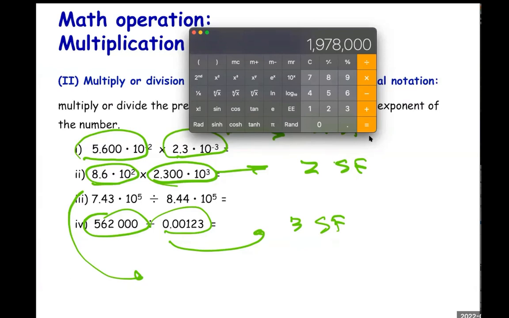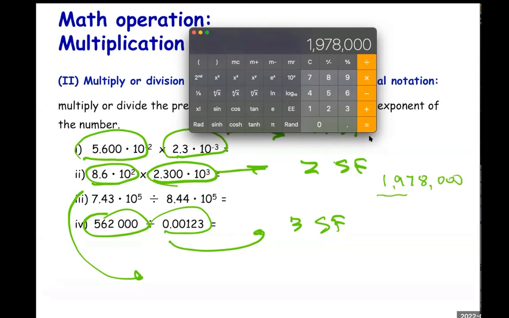Now, notice I said that this answer should be rounded off to two significant figures. Well, two significant figures would be this right here. It would be, let me write the entire answer here first.